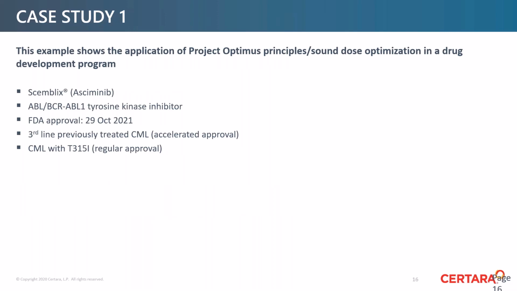Now, turning to the first case study. It's the example of Asciminib, a tyrosine kinase inhibitor approved by the FDA in October 2021 in chronic myelogenous leukemia. Even if the drug was approved before Project Optimus was officially announced, it shows the application of sound dose optimization in a drug development program.